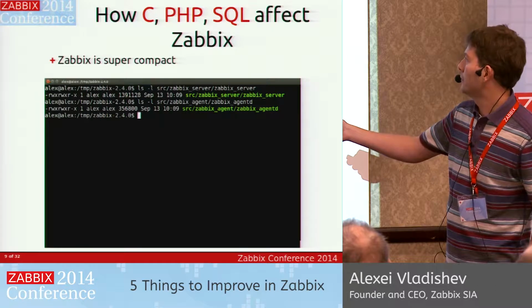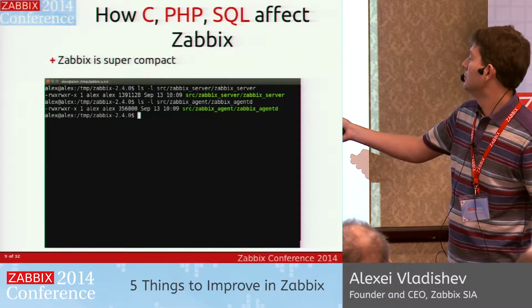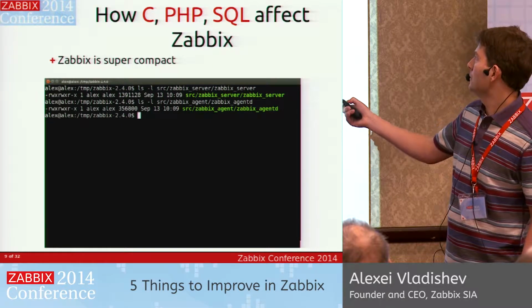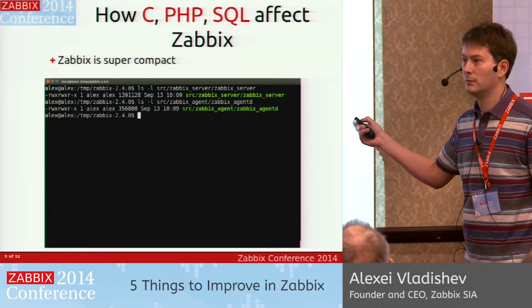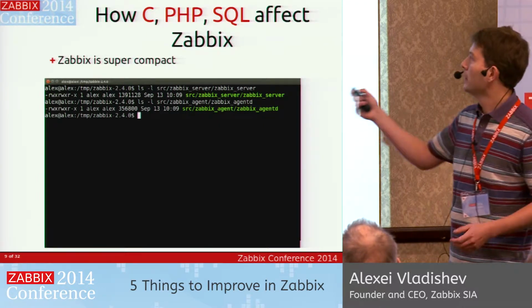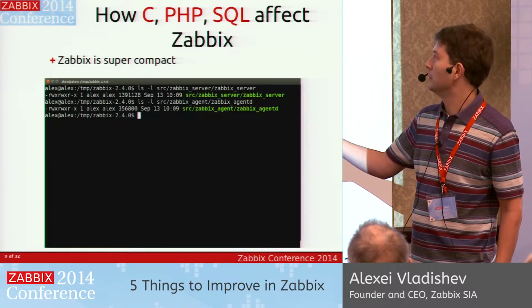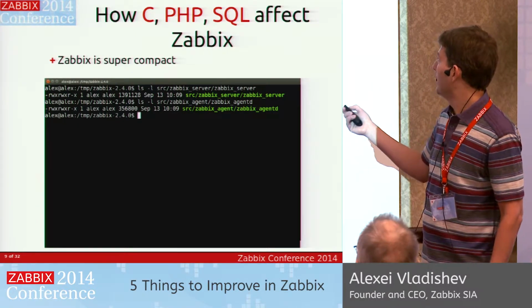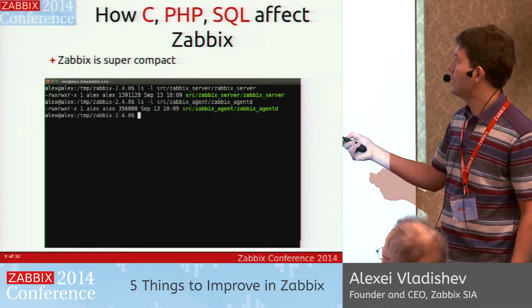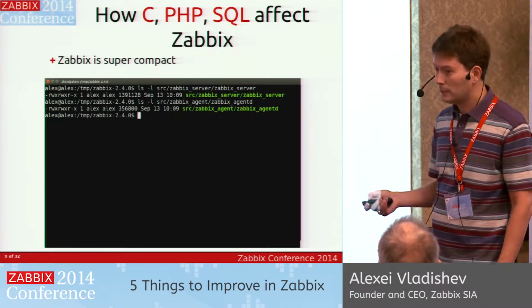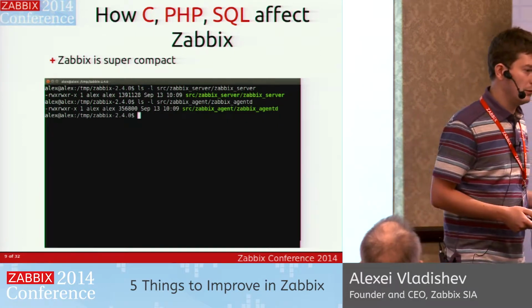Zabbix server is just a single binary, okay? That's cool, yeah? And the size of the binary is a little bit more than 1 megabyte. Zabbix agent, again, is a small binary, and the size is very, very small. And there are a number of consequences.